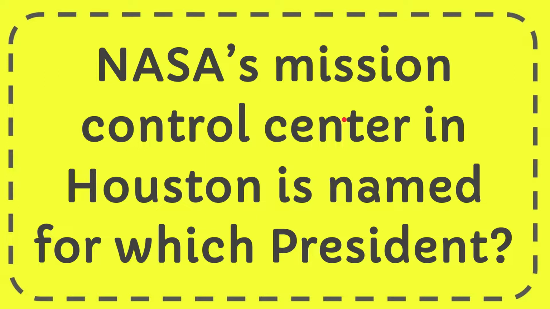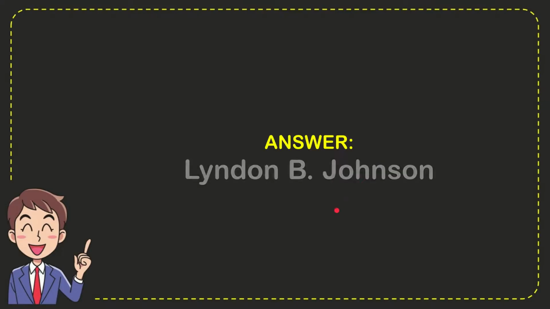In this video, I'm going to give you the answer to this question. The question is: NASA's Mission Control Center in Austin is named for which president? The correct answer to the question is Lyndon B. Johnson. So that is the answer to the question.